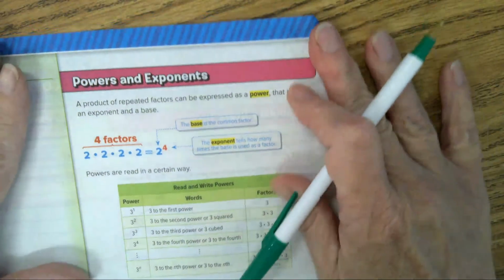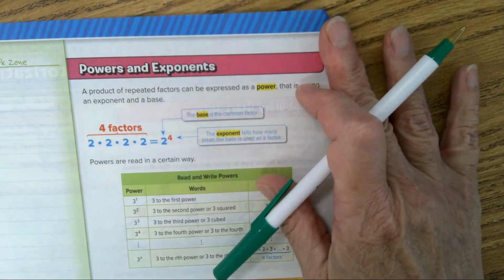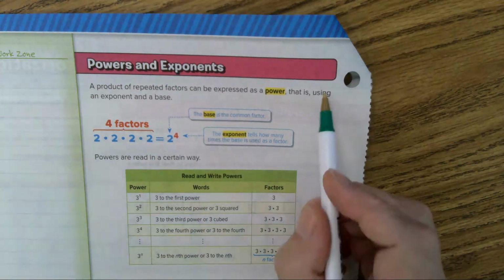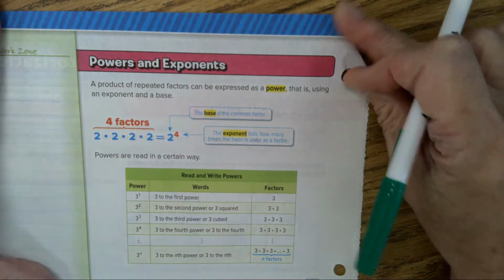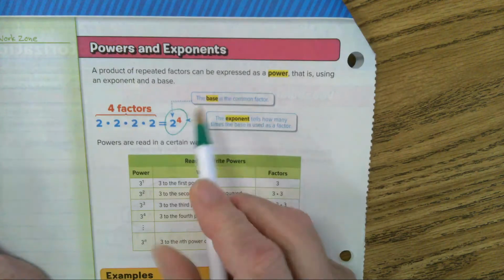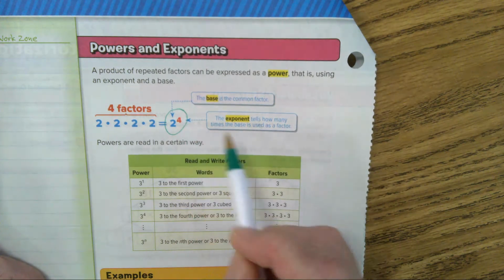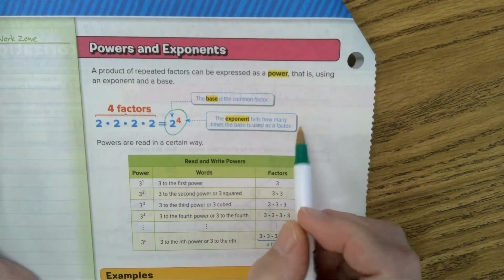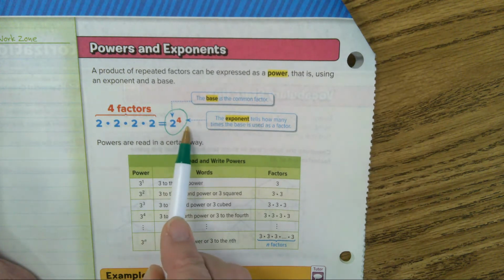Powers and exponents. On this page it says a product of repeated factors can be expressed as a power, that is, using an exponent and a base. So let's talk about the names of these things. Here we have this number. The large number is called the base. The base is the common factor. The little number to the top right is called the exponent. It tells how many times the base is used as a factor. So 2 times 2 times 2 times 2 is written as 2 to the fourth power.